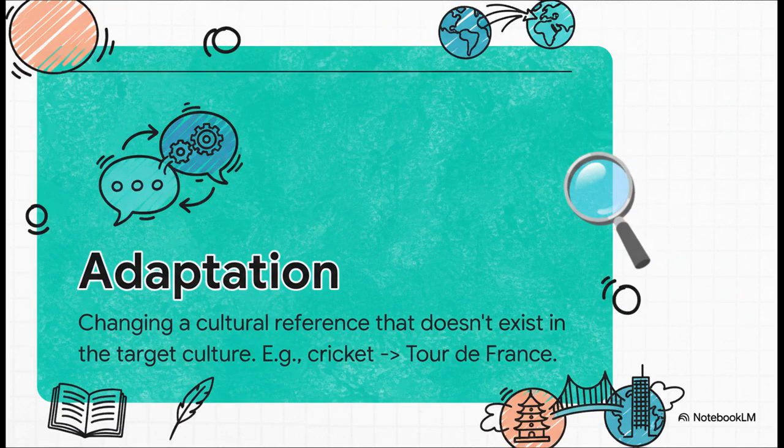And finally, there's adaptation. This is the big one. This is where the translator has to be a cultural interpreter. If a book written in England talks about the game of cricket, a translator for a French audience might just swap that out for the Tour de France. Why? Because it carries the same cultural weight. And hey, you ever wonder why movie titles are sometimes completely different in other countries? This is it. They're not just translating the words, they're adapting the whole idea for a new audience.